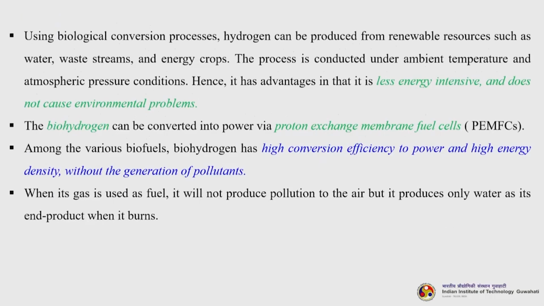further utilization. Using biological conversion processes, hydrogen can be produced from renewable sources such as water, waste streams and energy crops. The process is conducted under ambient temperature and atmospheric pressure conditions. Hence, it has the advantage that it is less energy intensive and it does not cause environmental problem. The biohydrogen can be converted into power via proton exchange membrane fuel cell.